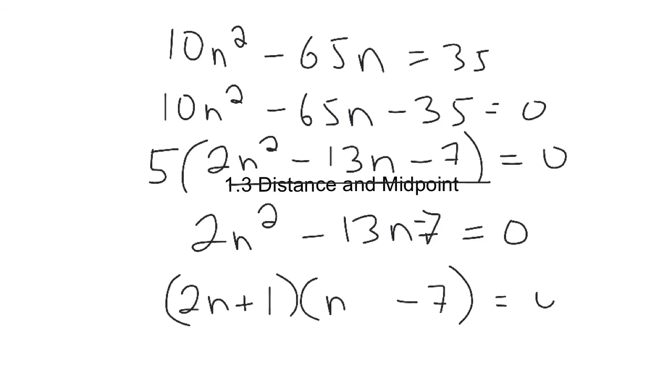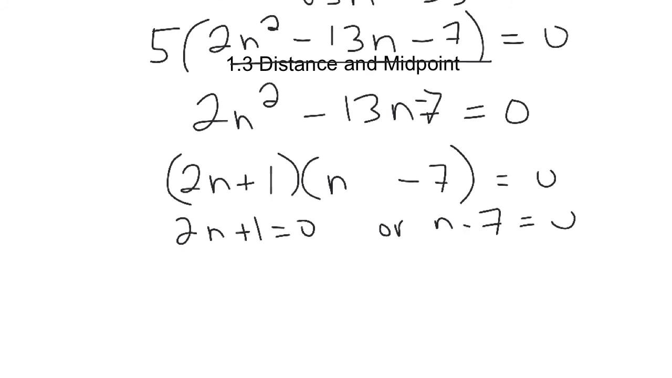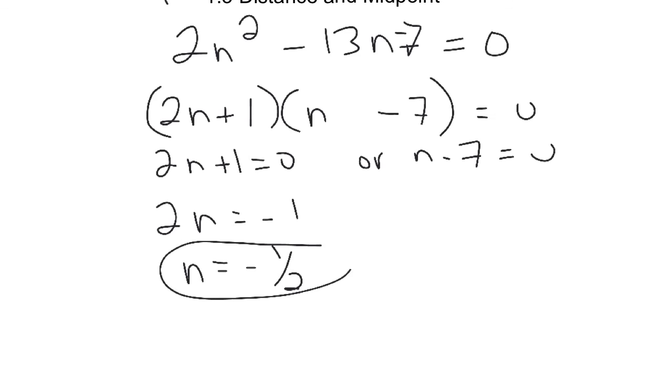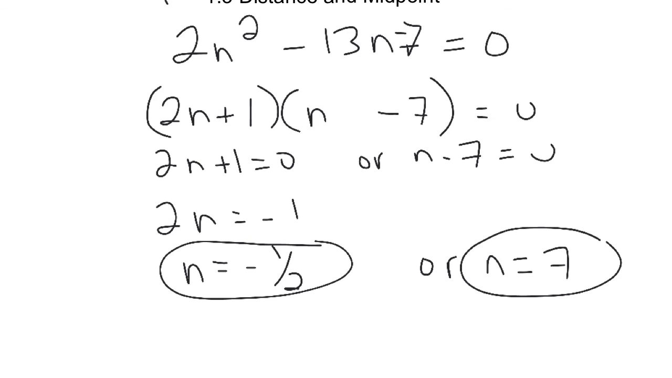So now I get 2n plus 1 equals 0, or n minus 7 is equal to 0. Okay? So if you finish the problem, you get 2n equals negative 1, which means n equals negative 1/2, or n equals 7. So I have two solutions.